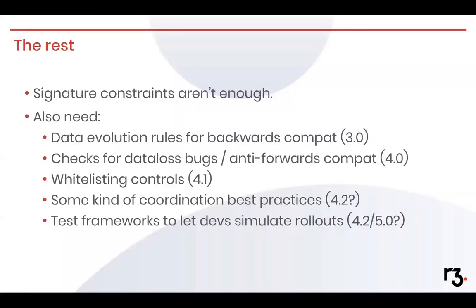So I mentioned, it's a complicated thing. Signature constraints aren't really enough to get rolling upgrades correct, and ultimately it's this smooth upgrade process that people want. Signature constraints are just one of the building blocks. You also need data evolution rules that allow you to evolve things in a backwards compatible way.